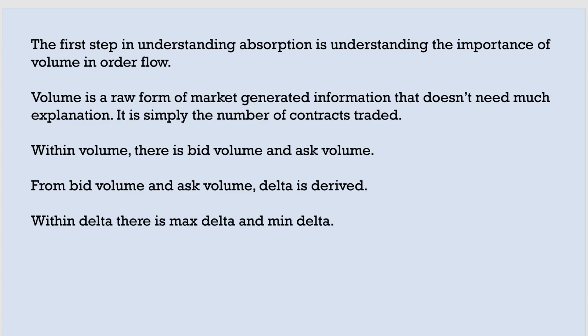Now, volume is a raw form of market-generated information that doesn't need much explanation. It's simply the number of contracts traded. Within volume, you have bid volume and ask volume. From the bid volume and the ask volume, also known as offer volume, delta is derived. Within delta, you have max delta and min delta. And it's through volume, delta, max delta, and min delta that a trader can really understand absorption in the market.